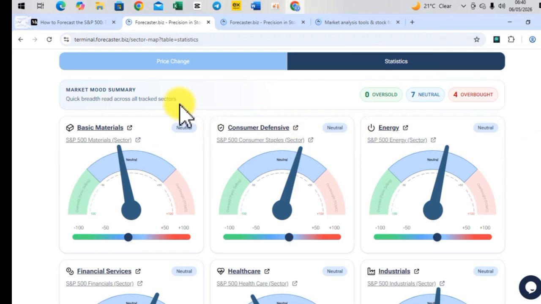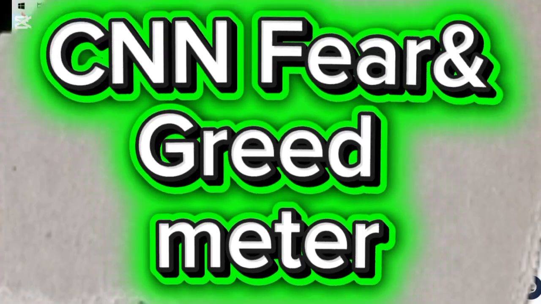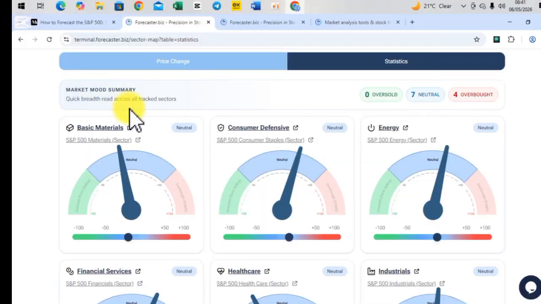So when we go to statistics, statistics is going to give us an overview of what we call the market mood meter. Okay, this market mood meter is another tool which has been integrated into Forecaster, the same as the CNN fear and greed meter, which shows us such assets which are in oversold and overbought regions.